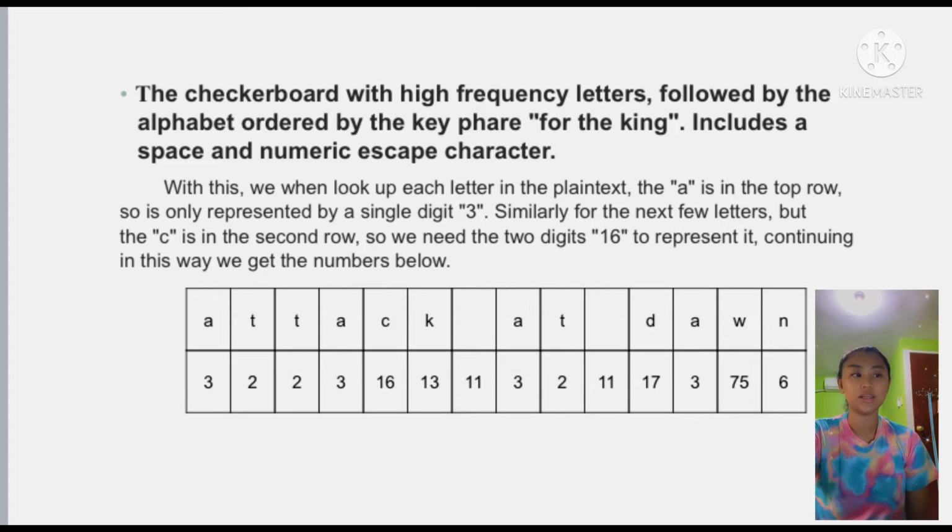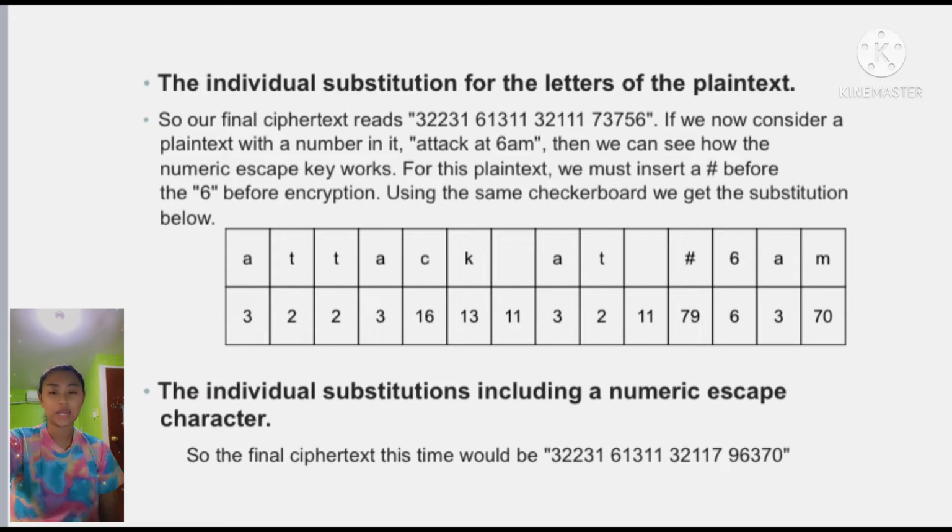The A is in the top row, so is only represented by a single digit, 3. Similarly for the next few letters, but the C is in the second row, so we need the 2 digits 16 to represent it. Continuing in this way we get the individual substitutions for the letters of the plaintext. So our final ciphertext reads 32231, 61311, 3211, 73756.